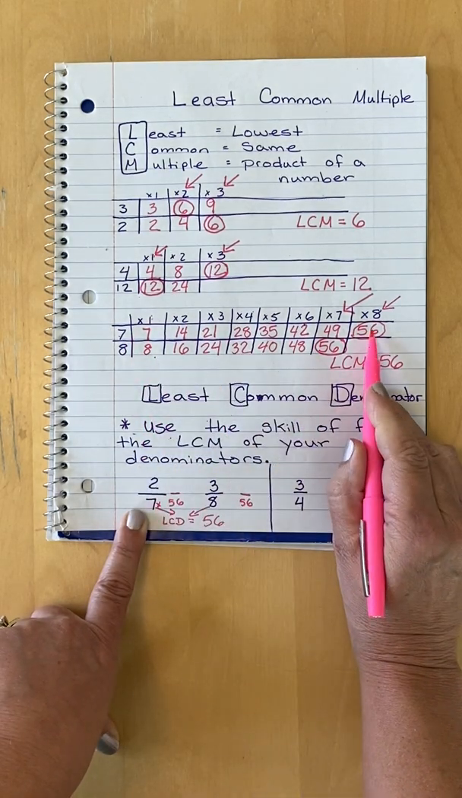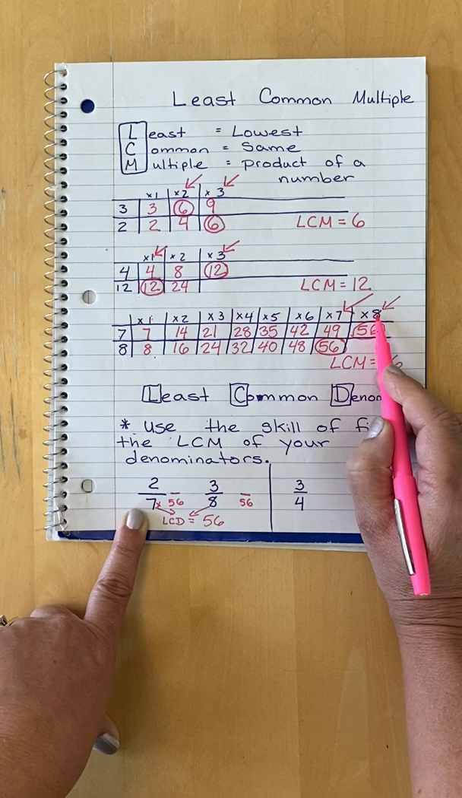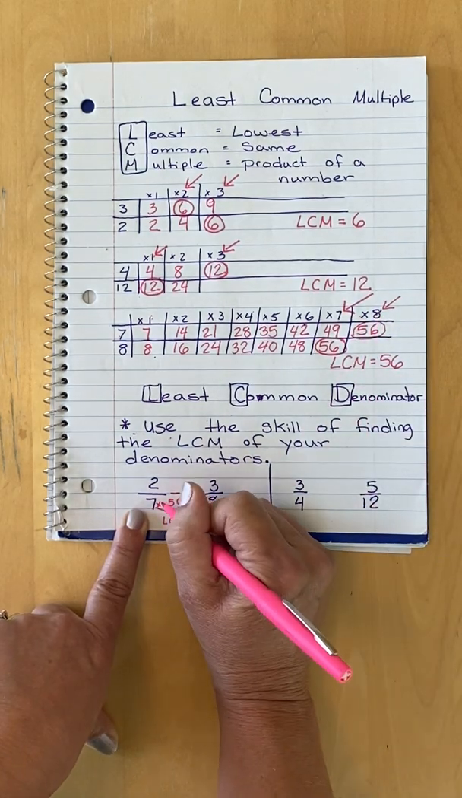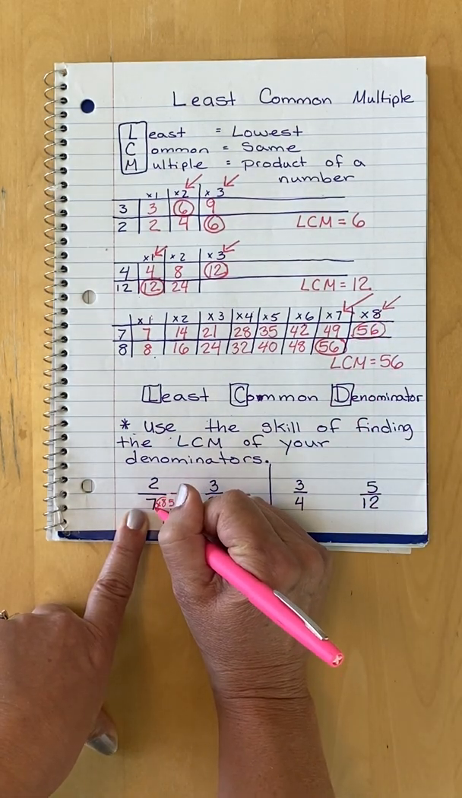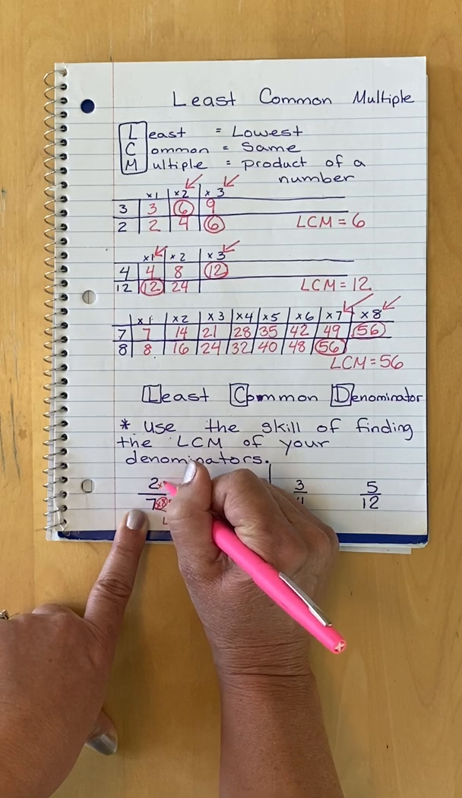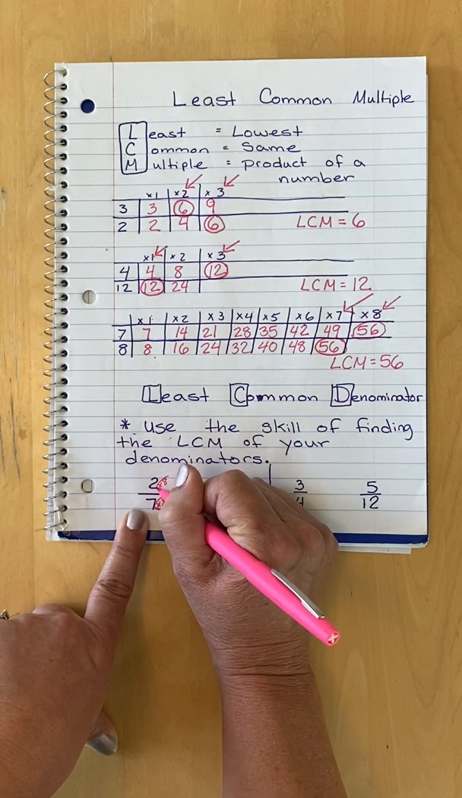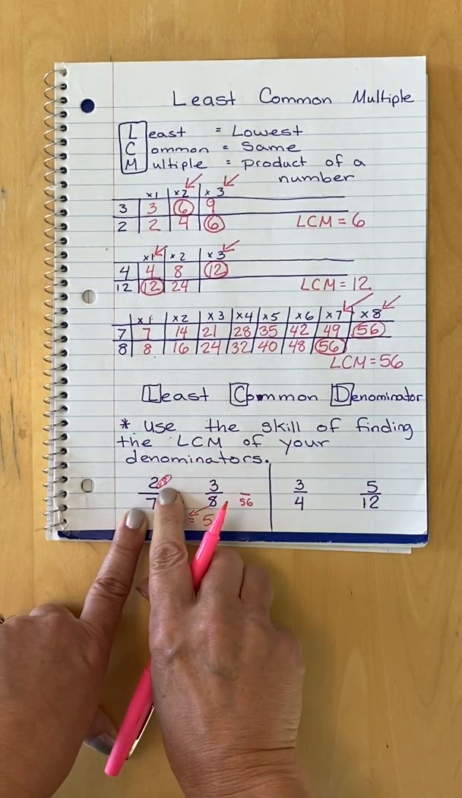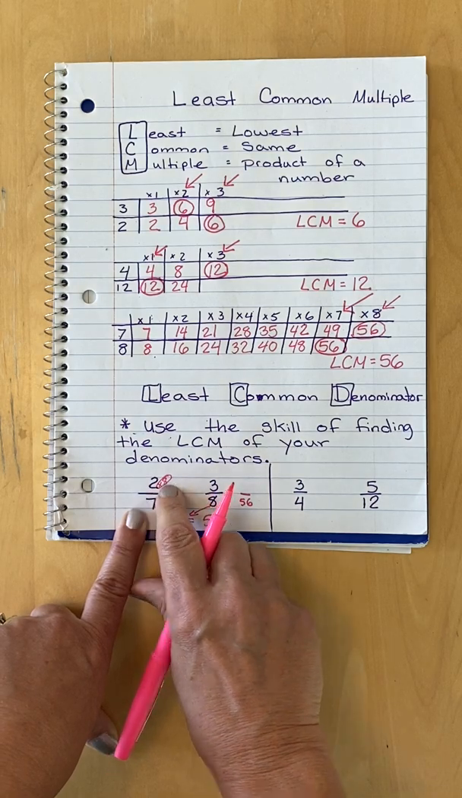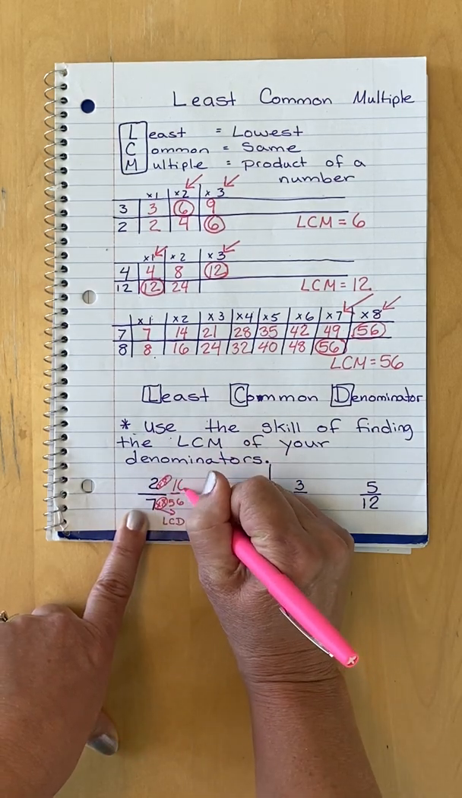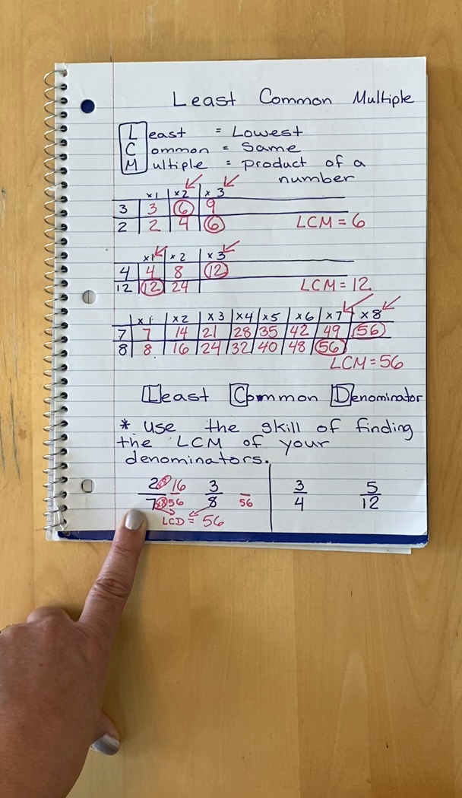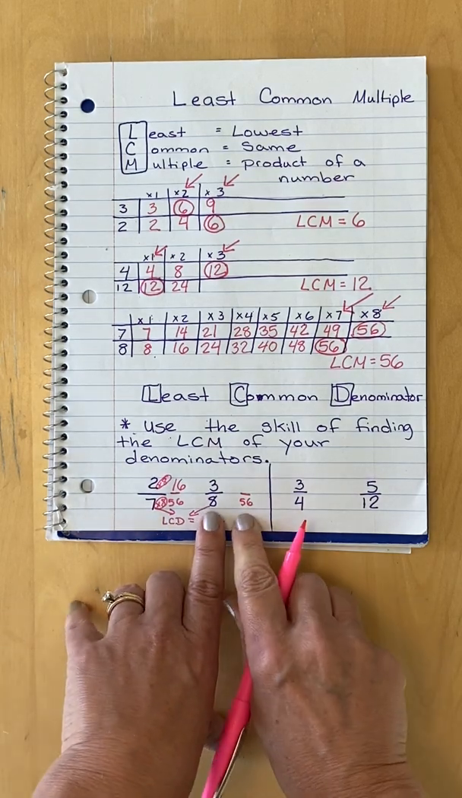Well, if I come up here, it was my factor of change. I multiplied by 8. So if I multiplied the denominator times 8, I must also multiply my numerator times 8, because that's my factor of change. So 2 times 8 is 16. Now we look at the other fraction.